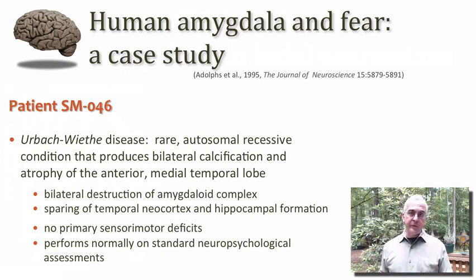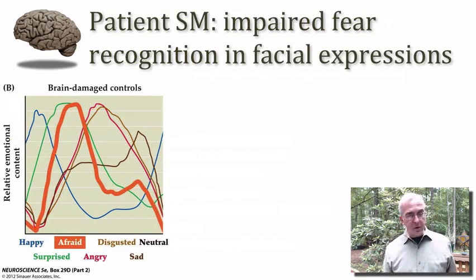They compared her performance to the performance of a group of patients that had injuries to their brains, but outside of this medial region of the temporal lobe. And what they did was they asked patients to rate the content of various primary emotions, such as surprise and sadness and anger and disgust and fear, in the presentation of portrait views of the human face. And what we're seeing here in this plot is simply a way of quantifying the ratings of these various primary emotions that these subjects recognize across this inventory of photos.